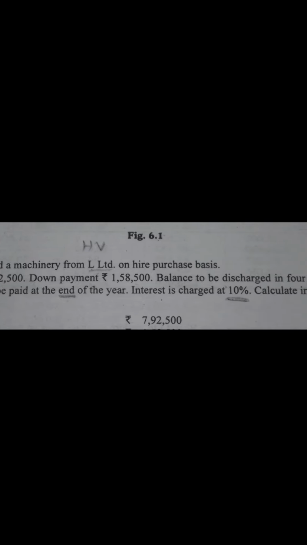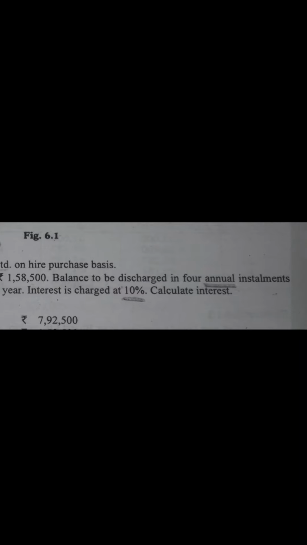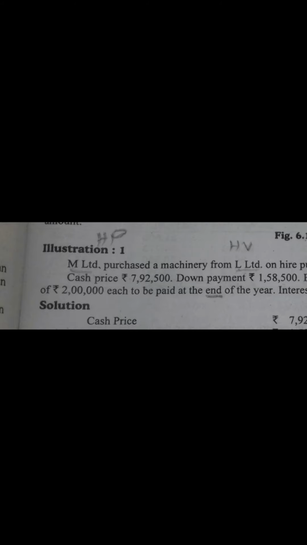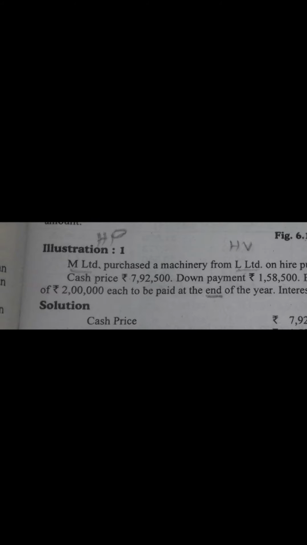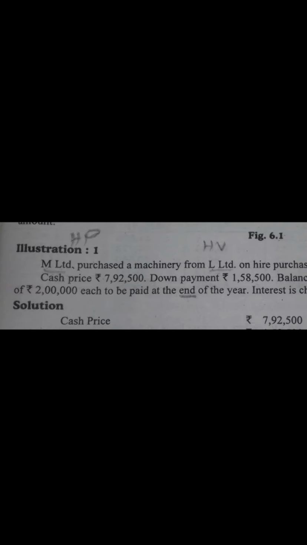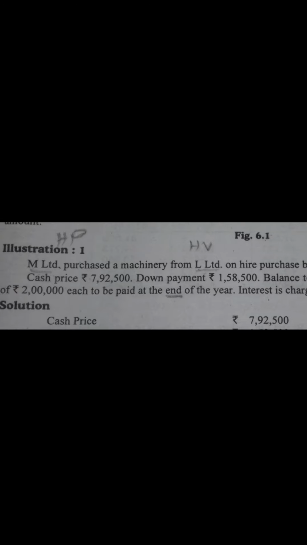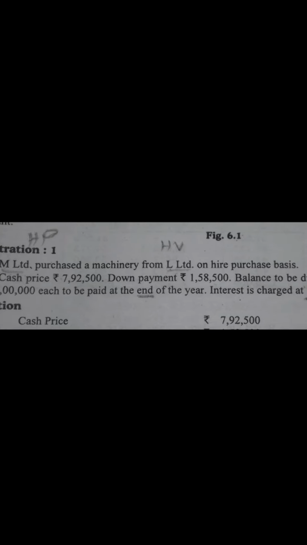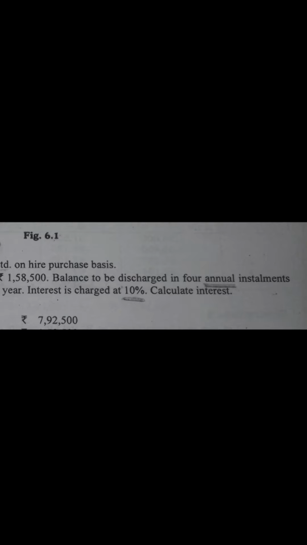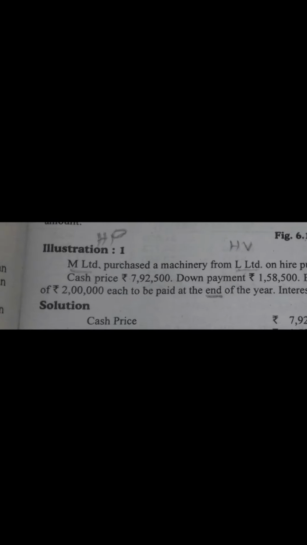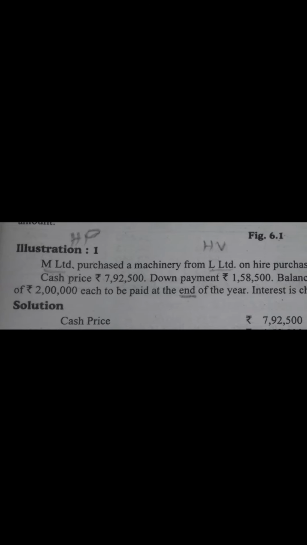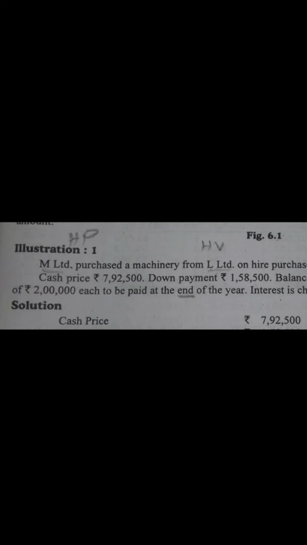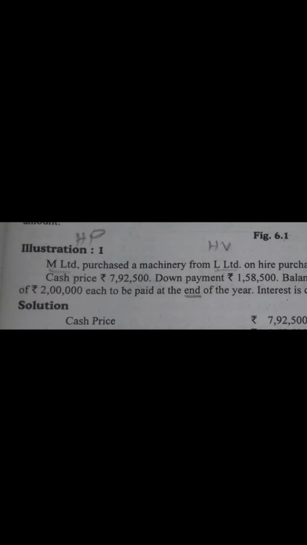This means that the balance amount is to be discharged in 4 annual installments. Annual means which are paid yearly, and the annual installments are of rupees 2 lakhs each, they are saying, to be paid at the end of the year. This means if we consider the total payment which is made by the hire purchaser, it includes down payment plus 4 annual installments of rupees 2 lakhs. That means the total payment for 4 years will be 1,58,500 plus 2 lakhs plus 2 lakhs plus 2 lakhs plus 2 lakhs.